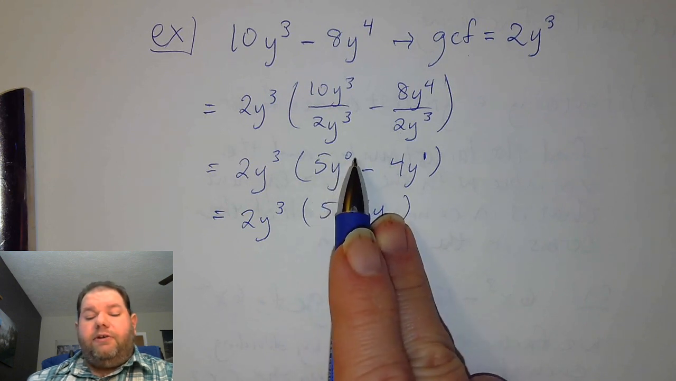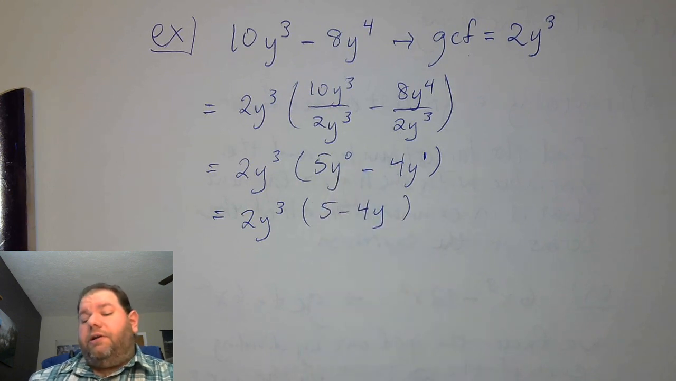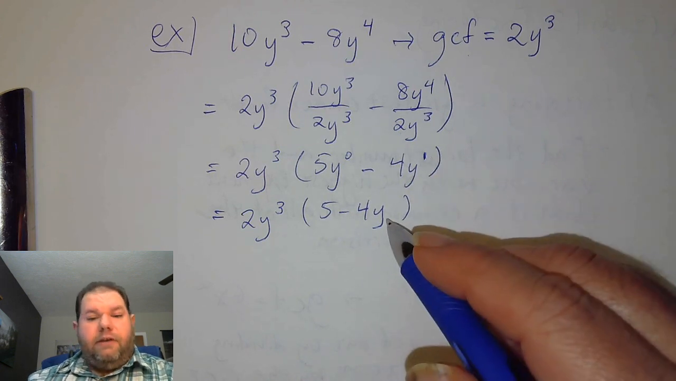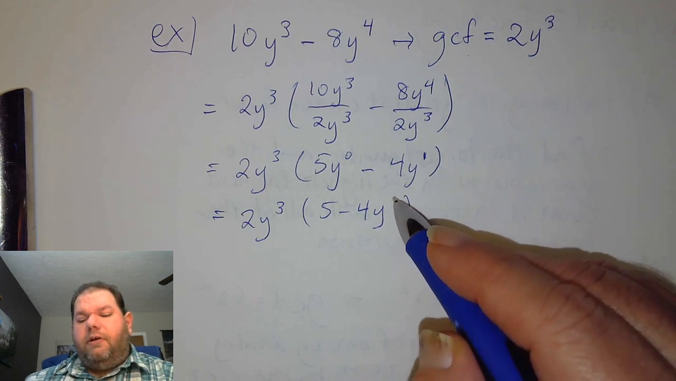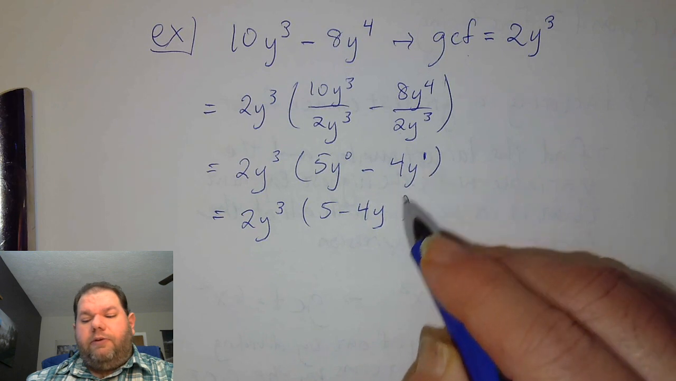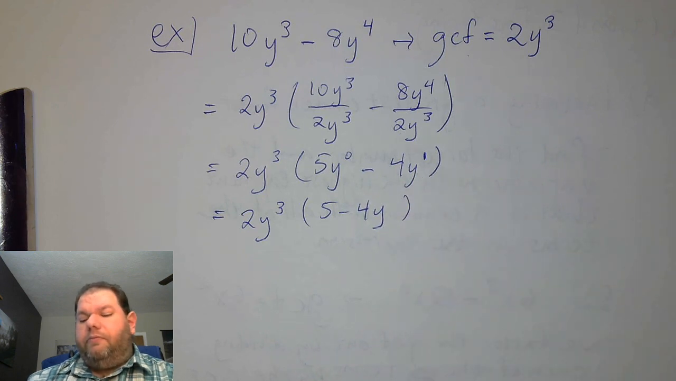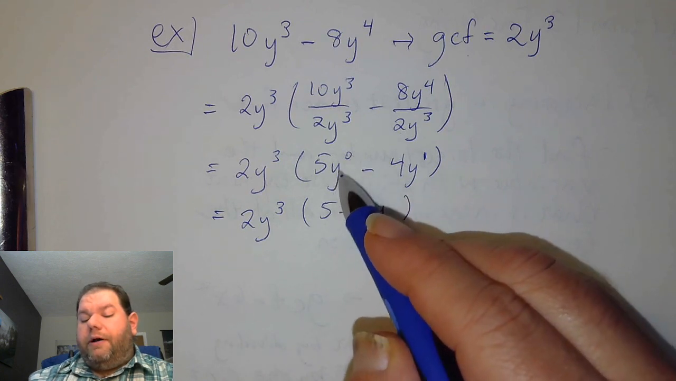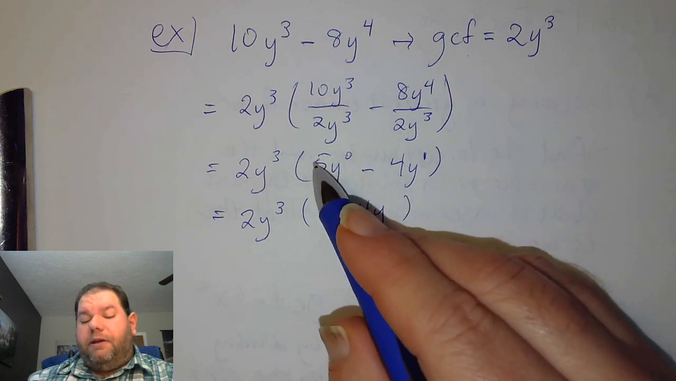Because y to the 0 is actually equal to 1, not y. So the exponent is important. Now y to the first power, that's the same thing as just plain y, because when we have y by itself, the 1 is implied there, and that's what's happening here. This is saying we actually have 0 y's, so it's just a plain 5.